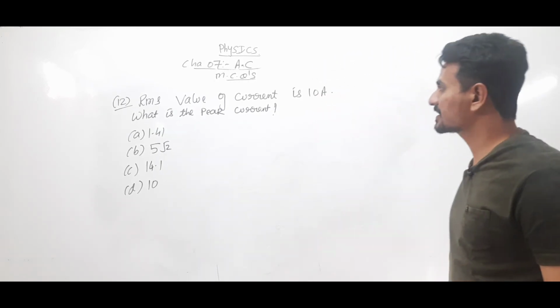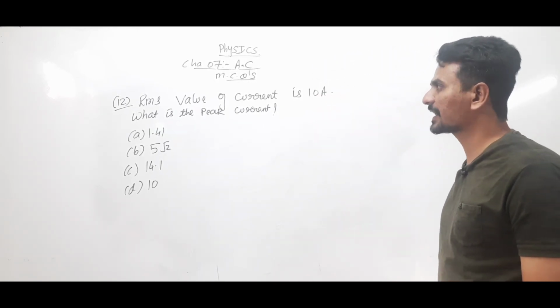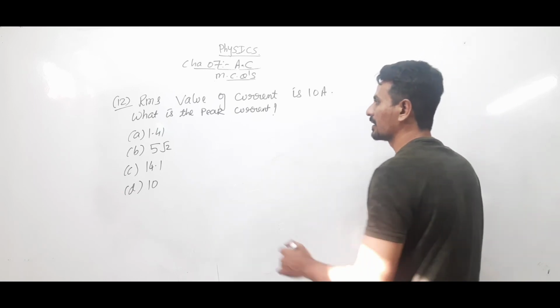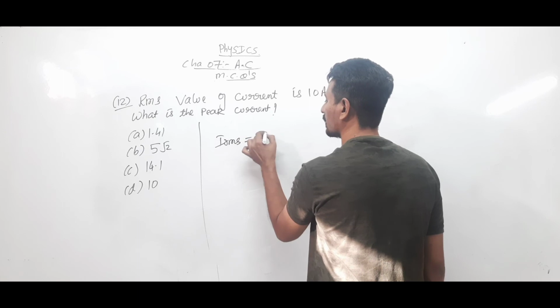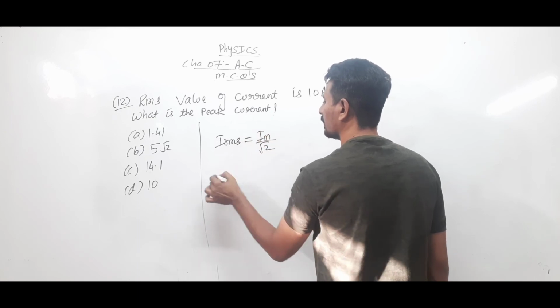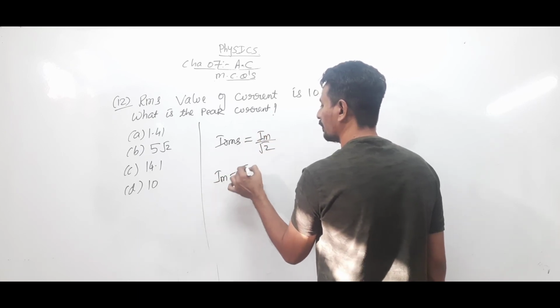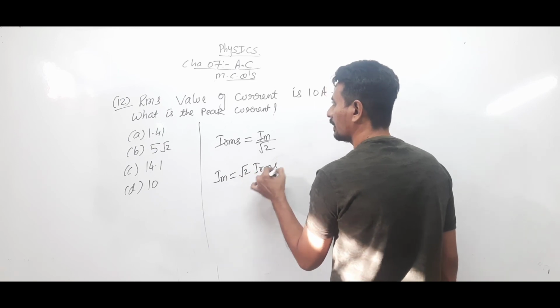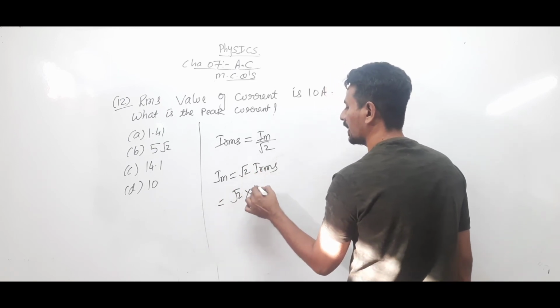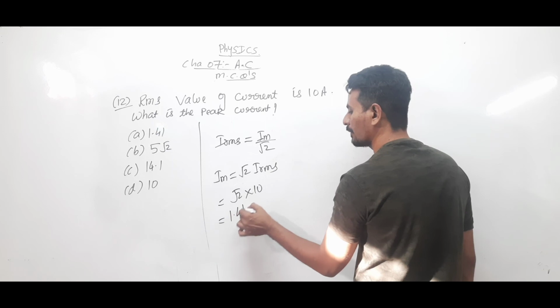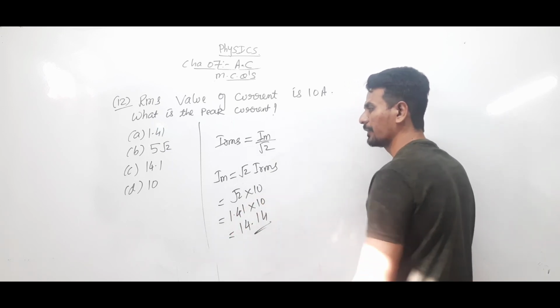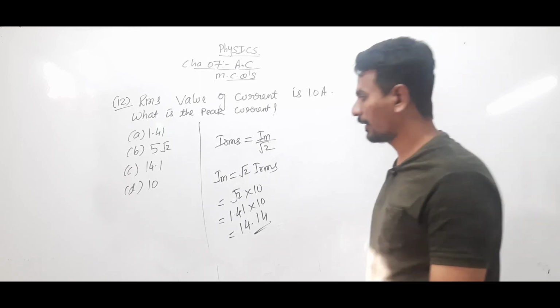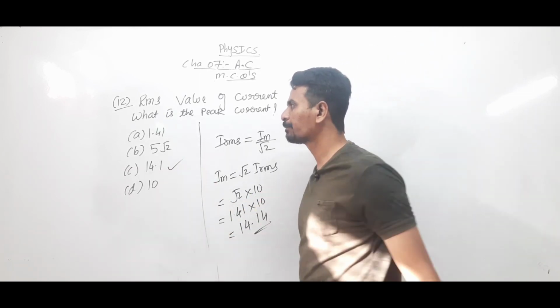12th one. RMS value of current is 10. What is the peak current? That means what is the maximum current? Okay. So IRMS is equal to Im by root 2. So Im will be equal to root 2 times IRMS. So that is root 2 into 10, 1.41 into 10. So this is very easy, 14.14 or 14.1. Right? So C is the correct answer.